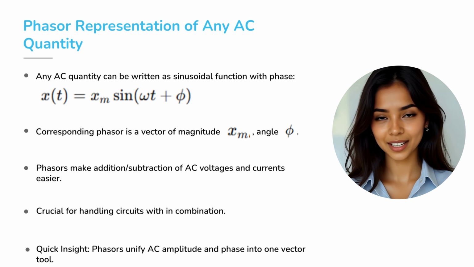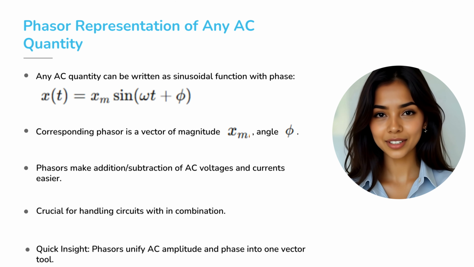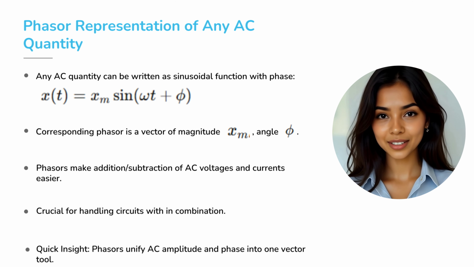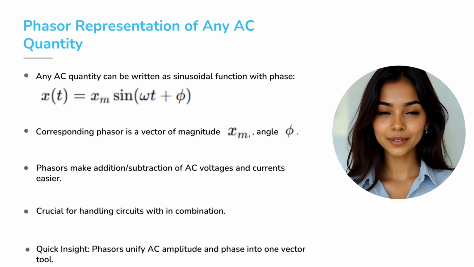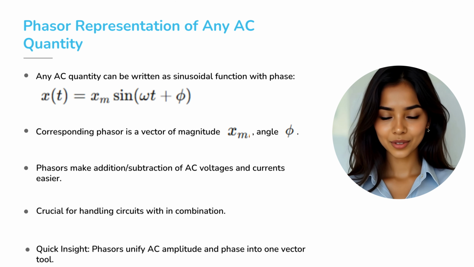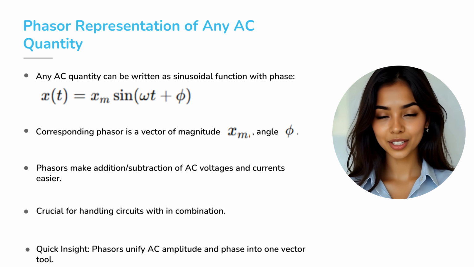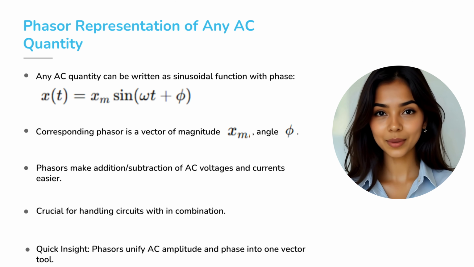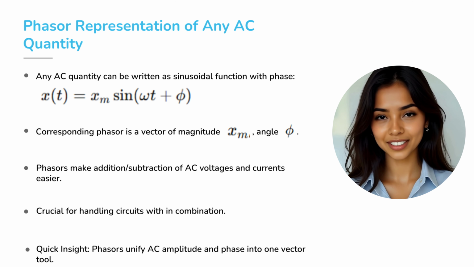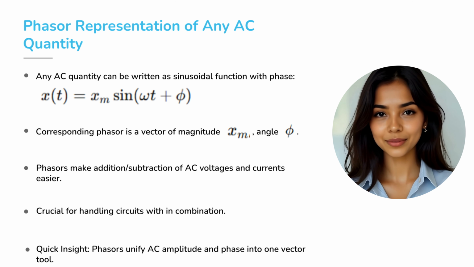Here, xm is the maximum value and phi is the phase angle. The corresponding phasor is simply a vector of length xm drawn at an angle phi from the reference axis. That means the phasor carries two key pieces of information: how big the quantity is and where it is in phase. This makes life so much easier.